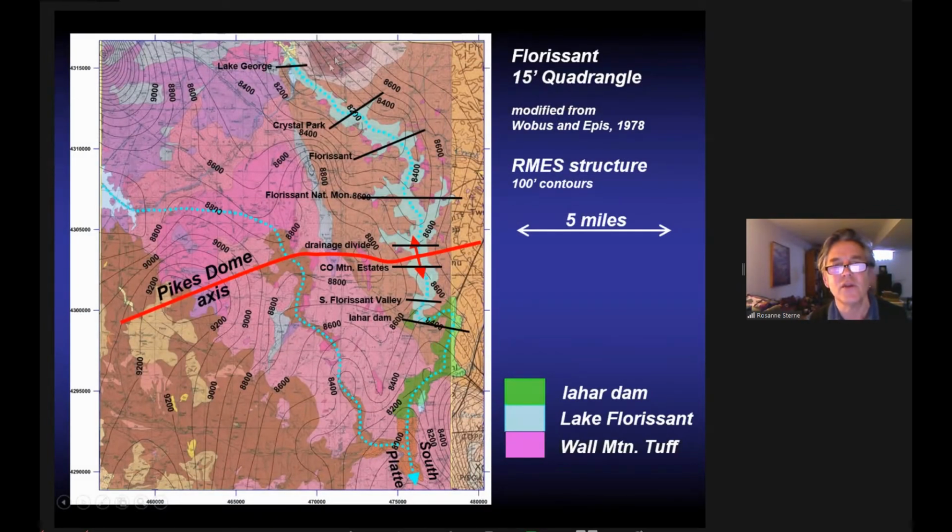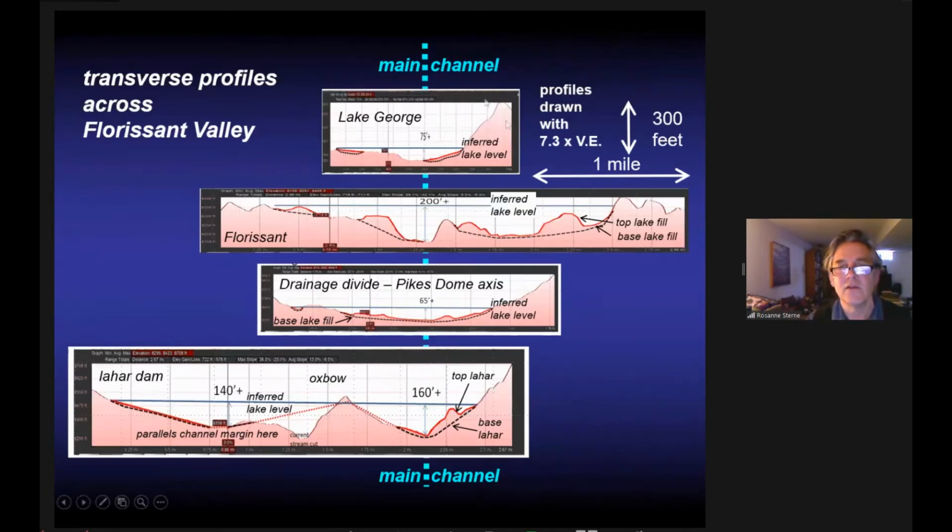So we have good mapping, we have good control of the Rocky Mountain Erosion Surface, and what I decided to do was just look at a series of transverse profiles across the valley, and I've selected a few of them. So we're going from Lake George down to the Lahar Dam with these transverse profiles, and just did them quickly in Google Earth. So we get topography, we get the red, which is the presence of lake deposits. And then the black lines are just, I'm sketching in what might be the base of them just by connecting the outcrop points. And then the other thing is I'm looking at this and I say, well, these are all lake deposits. Maybe there was a lake level up at this level. So I'm just connecting the outcrops across the highest point of the lake deposits.